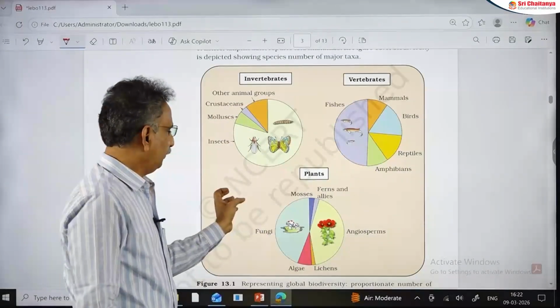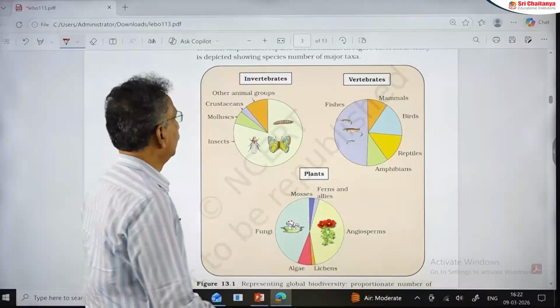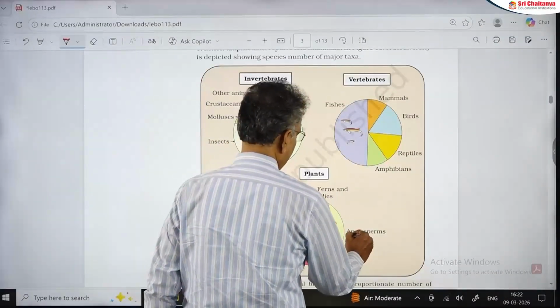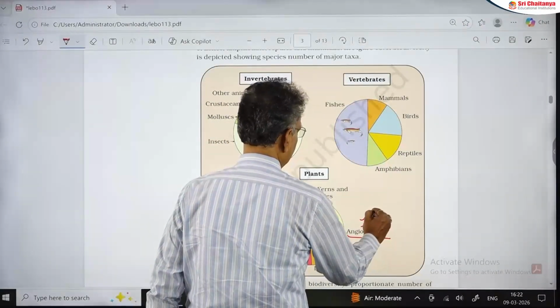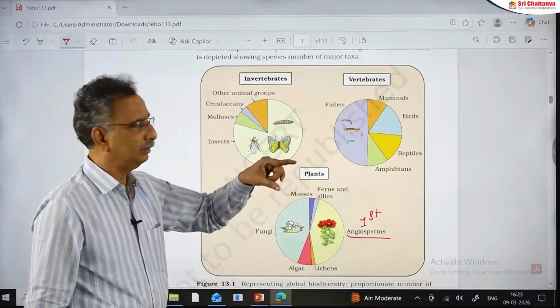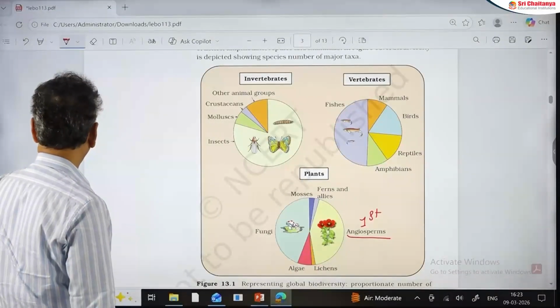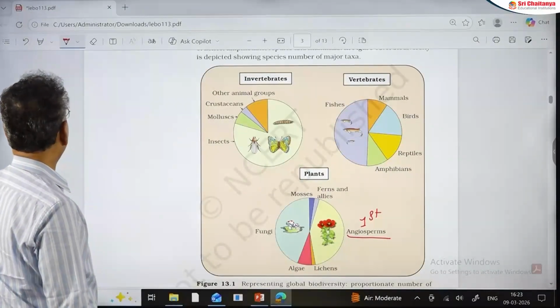But if you see here, angiosperms and fungi seem almost equal, but the first position is given only to angiosperms. If anybody asks whether angiosperms or fungi are more, obviously we have to choose angiosperms with the present-day knowledge we have.